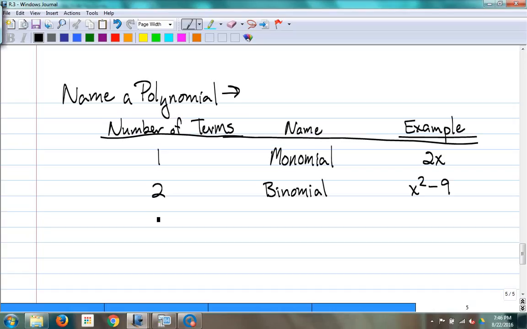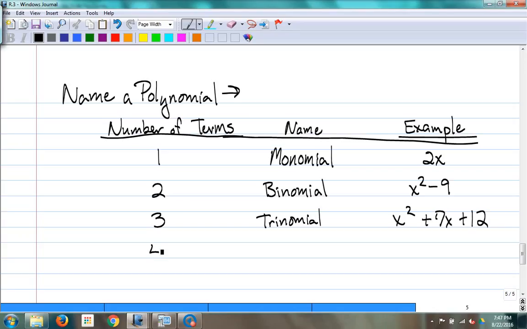Okay. 3 terms, trinomial, like a tricycle, or a triathlon. And a good example of that, it's one of my favorite ones, x squared plus 7x plus 12. It's got 3 terms, 3 pieces that are separated by addition or subtraction signs. Okay.